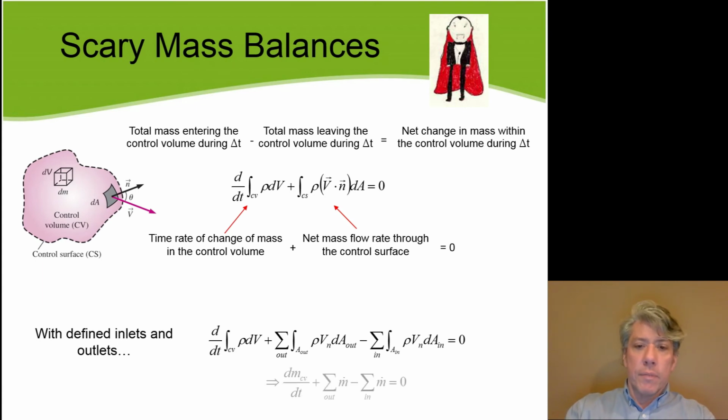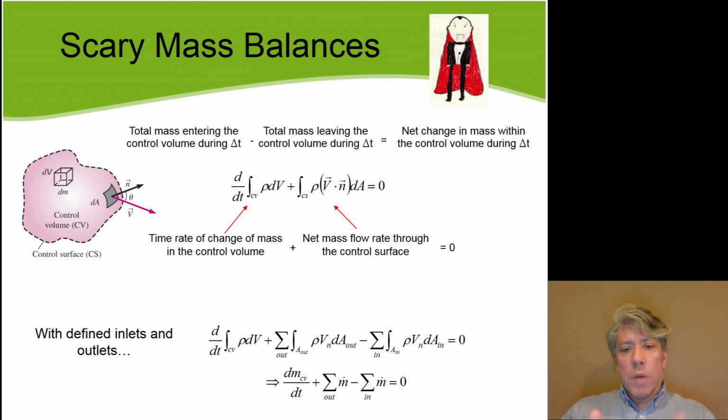Now we can simplify this further and say, why bother with all the integration? If we can assume that the density within the control volume is uniform, then the density would just come out of the integral. We'd get the integral of volume, and we'd have density times total volume. Well, that's just the mass. So that'd be the rate of change, dm by dt, of the mass in the control volume. So that first integral term simplifies down to dm_cv by dt.